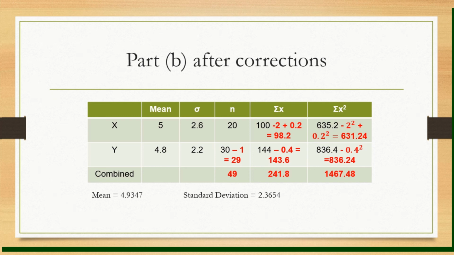So how to find the mean? 241.8 divided by 49. You will get the mean. How to find standard deviation? The same method as you have been doing before this. So it shouldn't be a problem. So this is how you do corrections. Okay.